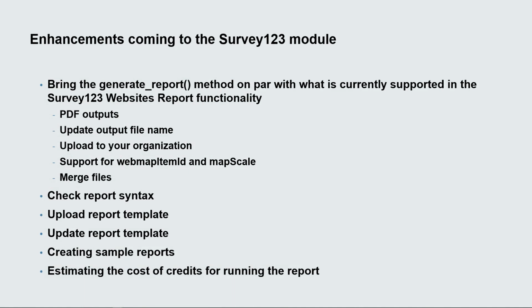So some enhancements coming to the Survey123 module. As you've seen when we went through the generate report notebook, if you're familiar with generating reports in the Survey123 website, you'll note that a lot of stuff that's in the Survey123 website isn't quite in the ArcGIS API for Python. So we've worked to make the generate report method on par with what's currently supported in the Survey123 website. So this includes support for PDF outputs, updating the output file name, which we saw wasn't working previously, so that will be fixed. The ability to specifically upload to your organization, so now you won't need to specify the output file name in order to upload to your organization.